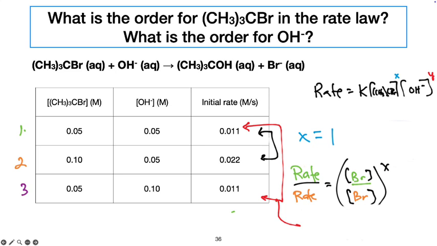Or what I can go through and do is look at why would I pick experiment 1 and 3. 1 and 3, what happens to the concentration of the CH3CBr? Remains the same, which means it has no effect on the rate. What happens to the concentration of hydroxide? It doubled. What happened to the rate? It stayed the same. Did the hydroxide have any effect on the rate? And if it doesn't have any effect on the rate, what must the order be? 0 order.